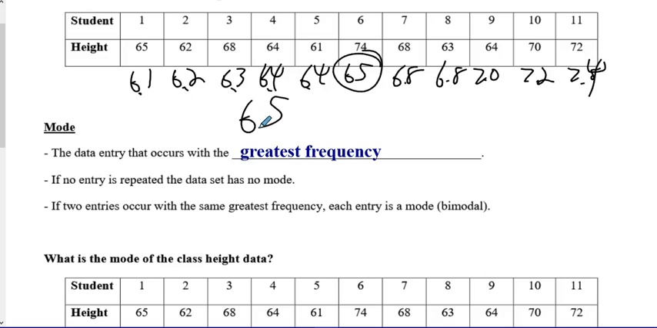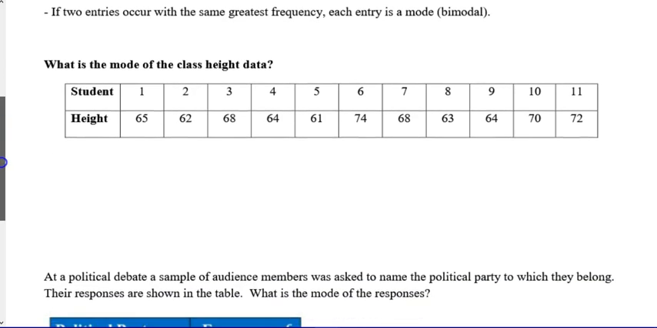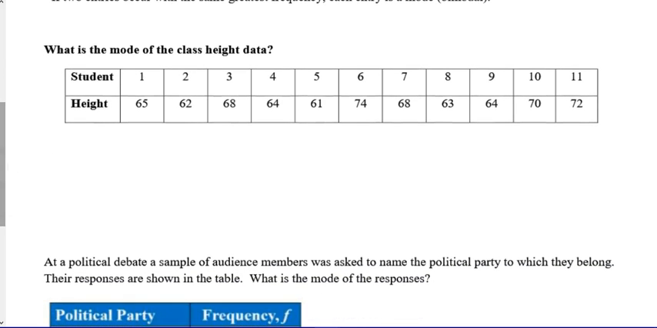There you go. Now the mode is the one that occurs with the greatest frequency. It's the most often. If no entry is repeated, it has no mode. If 2 entries occur at the same greatest frequency, it's bimodal. It can also be trimodal. Or keep going. You can have more than one mode. Now this one, the calculator does not show us.